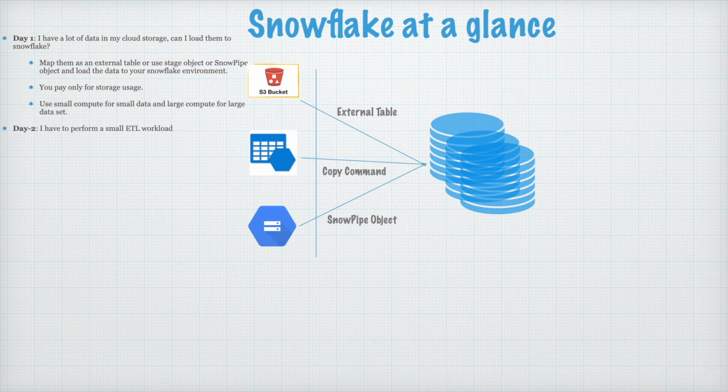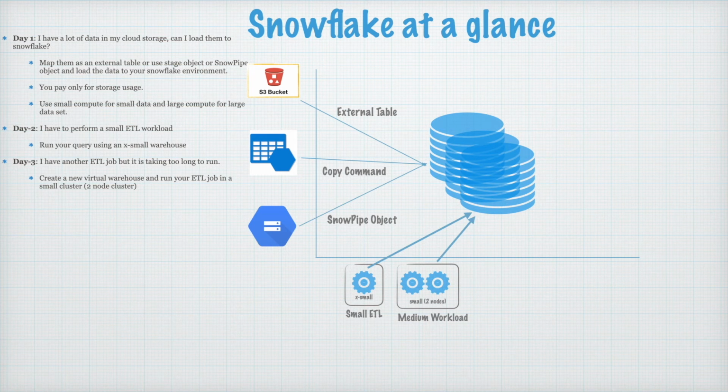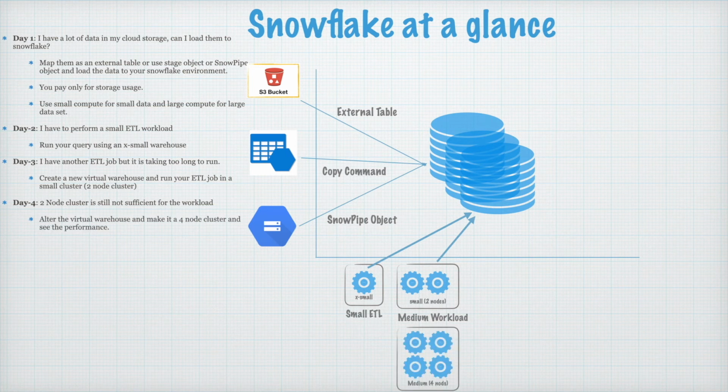Day two, I have to perform some small ETL workload. Run your query using an extra small warehouse. Day 3, I have another ETL job, but it is taking too long to run. Create a new virtual warehouse and run your ETL job in the small cluster, which is a 2-node cluster. Day 4, the 2-node cluster is still not sufficient for my workload. What should I do? Alter the virtual warehouse and make it a 4-node cluster and see the performance. Fire an alter statement and upgrade your cluster from 2-node to 4-node.